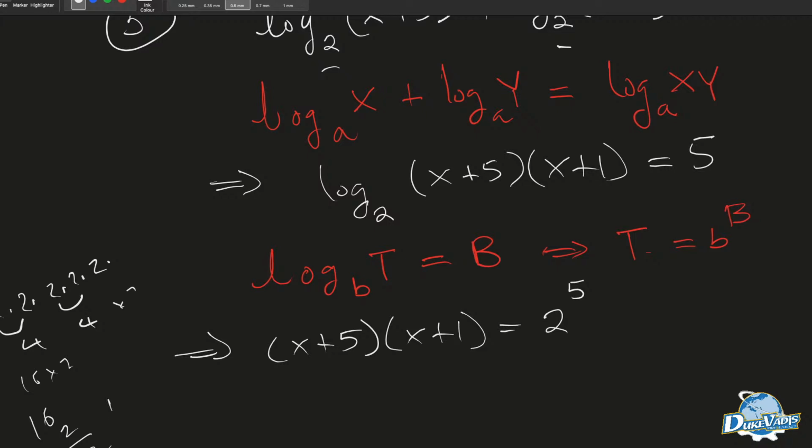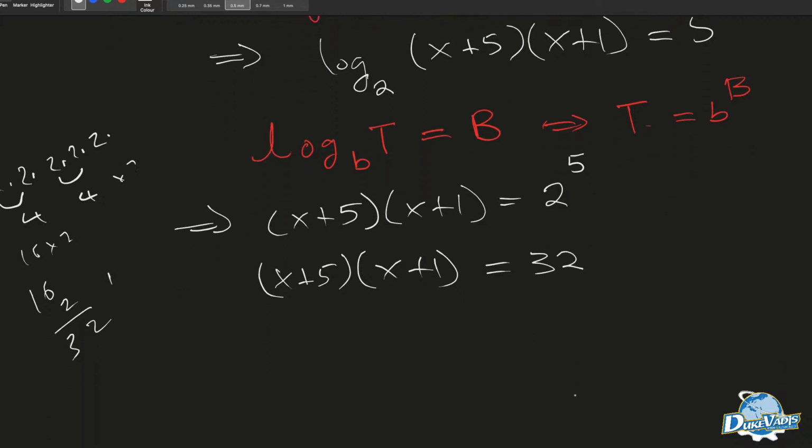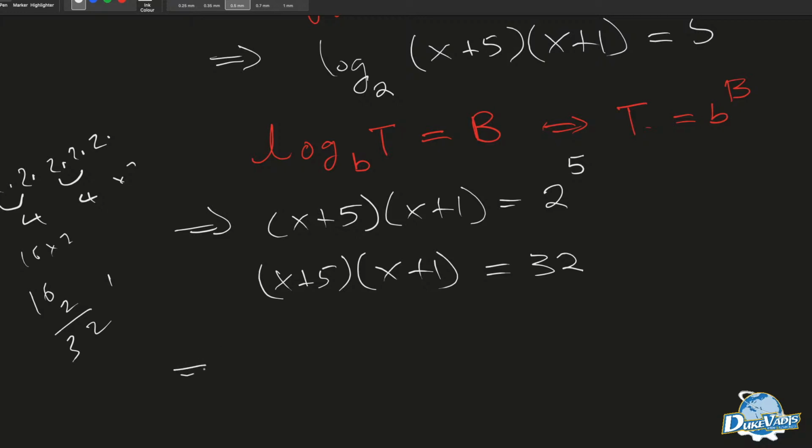Number 1. So we have (x + 5)(x + 1) = 32. So what we have to do is some kind of expansion. We multiply. Let me break it down again. This will multiply all of this, and also we'll multiply that. After that, this will multiply this and that, and this will multiply this.